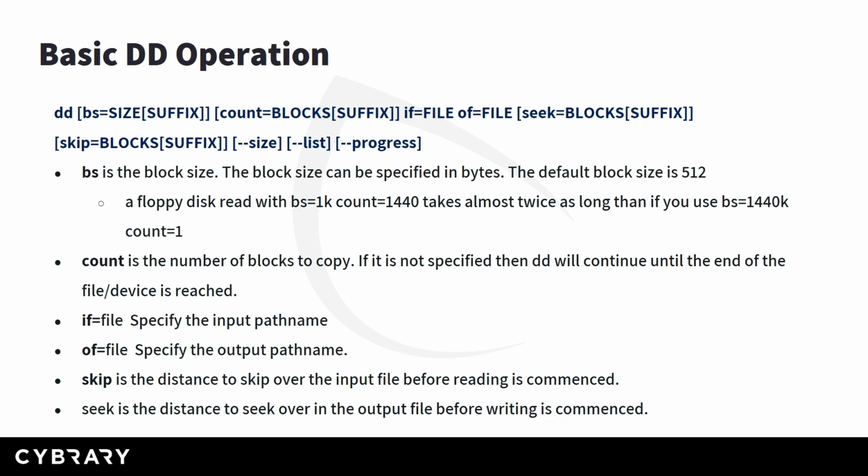Count is the number of blocks to copy. If it is not specified, then DD will continue until the end of the file or device is reached. On many USB devices, this is not reliable, so you should use size to guess the size of the device. You can also use a suffix here, so count equals 1K will copy 1024 blocks.